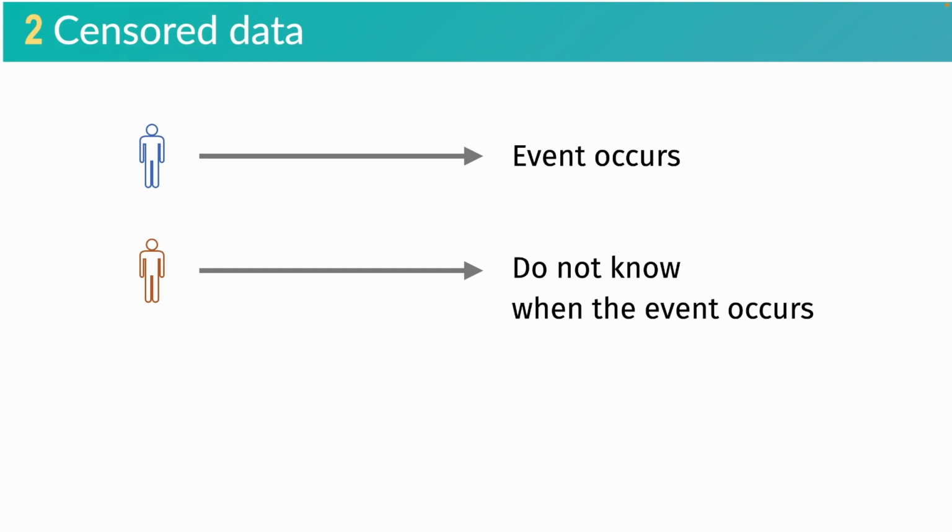When you collect data for performing survival analysis, you will know the time until the event occurs for observations. However, for some observations, you may not know when the event of interest occurs. However, it is still useful to have that data for the analysis. These data types are called censored data.